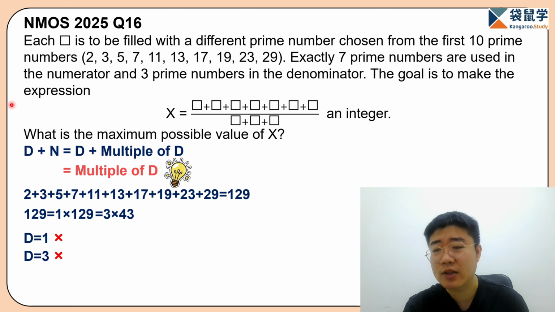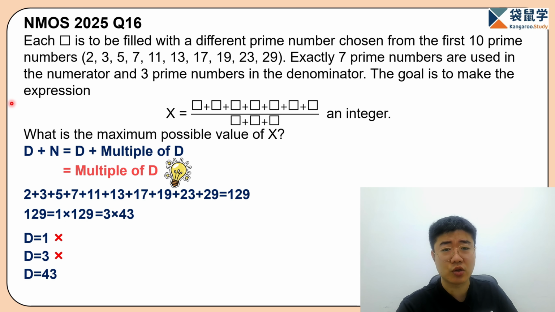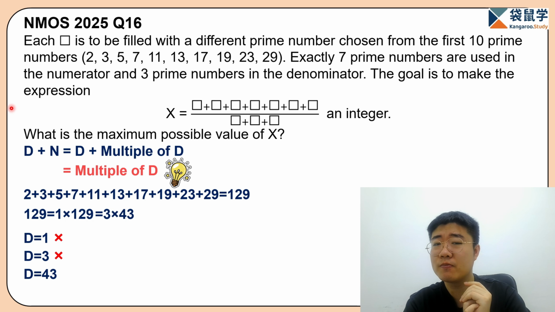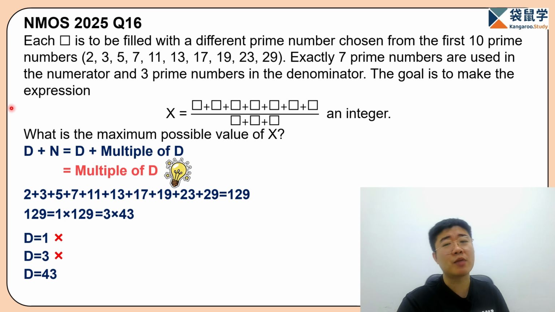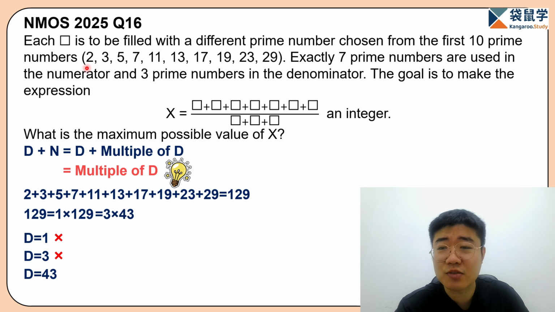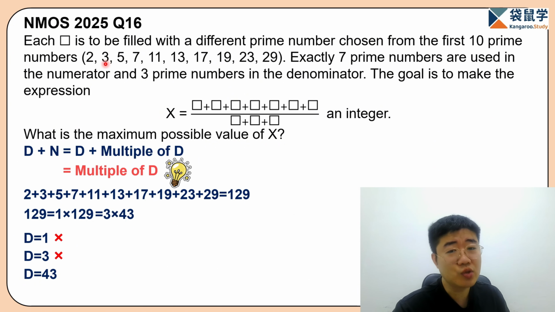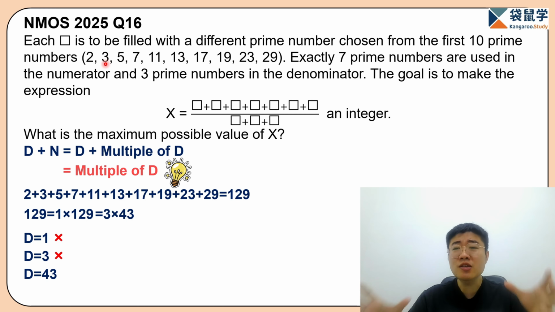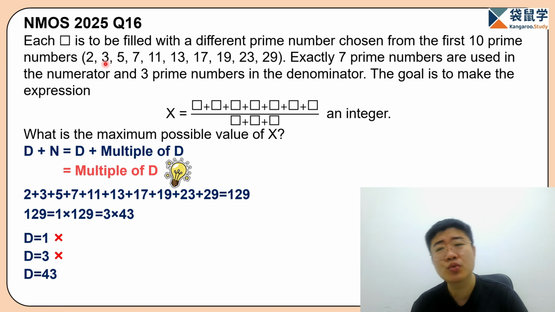Then let's try out the next one. If the denominator is equal to 43, are we able to get the numbers here? Let's try out the numbers. If we select the smallest, 2 and 3, this gives us 5. So the last number will be 38. But we notice that these are prime numbers. Other than 2, the others are all odd numbers. So definitely this is not possible.